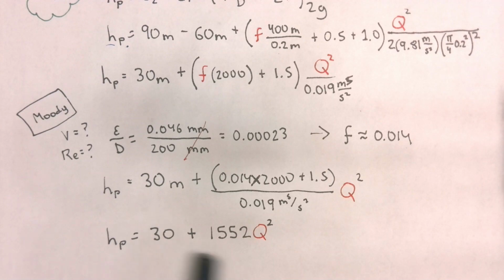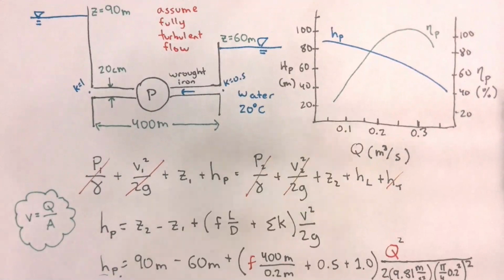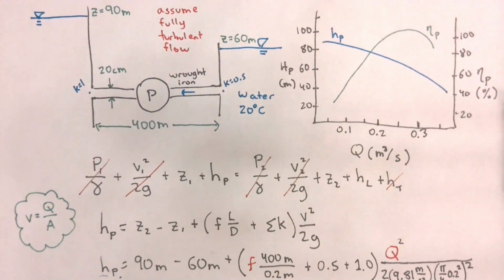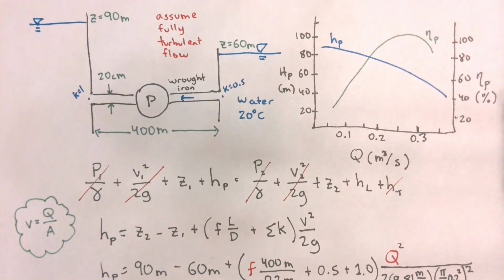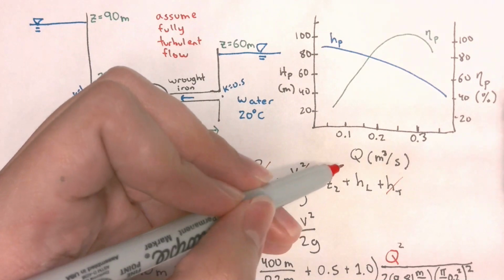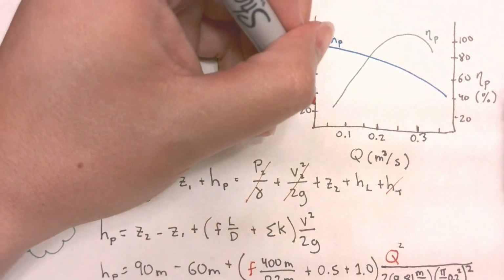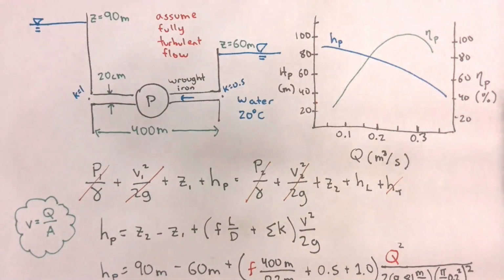So let's go ahead and plot this equation, 30 plus 1552q squared. Let's plot it here. And I'm going to plot it with my red Sharpie. First of all, it's 30 plus 1552. That means that when q equals 0, the pump head will be equal to 30, right? Yes. To this, we have to add 1552 times q squared.